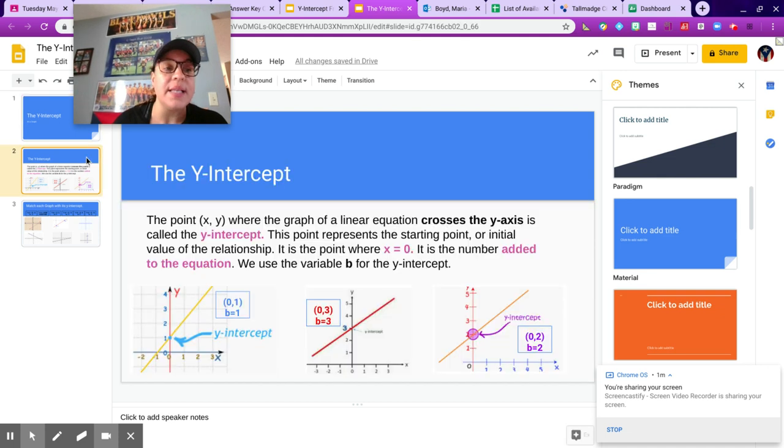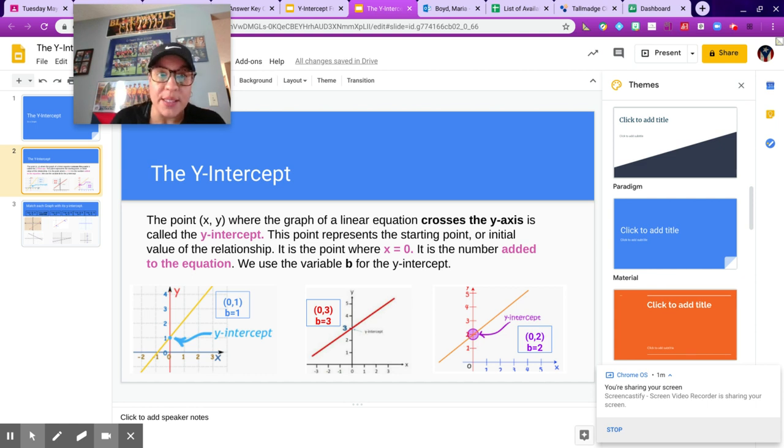So if we look on slide 2, it says the y-intercept is the point. Remember, we write the ordered pair of a point, x comma y, where the graph of a linear equation crosses the y-axis. That's the y-intercept. This point represents the starting point or the initial value of the relationship.